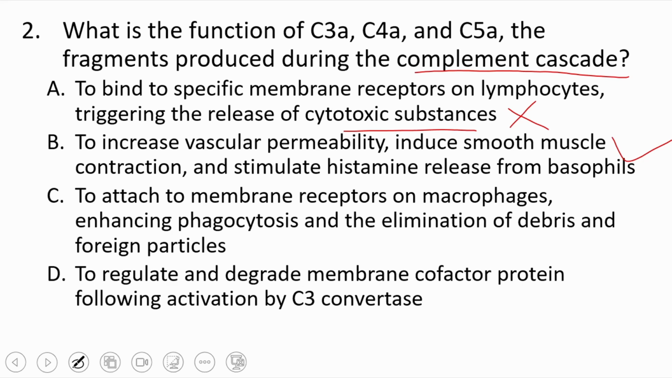Yes, they are anaphylatoxins. They will aggravate inflammatory reaction, so this seems to be correct. To attach to membrane receptors on macrophages, enhance phagocytosis and the elimination of debris and foreign particles? No, complex removal is not mediated by the A fragment, rather it's by the B fragment, specifically C3b and C4b, which will participate in antigen-antibody complex removal or clearance from the body. So this is not the correct answer. To regulate and degrade membrane cofactor proteins following activation by C3 convertase? No, they are not regulatory proteins. So the correct answer will be B.